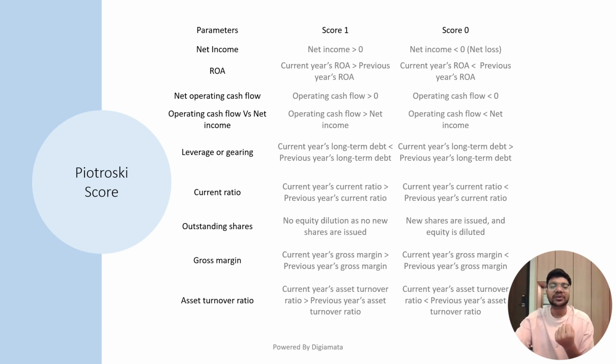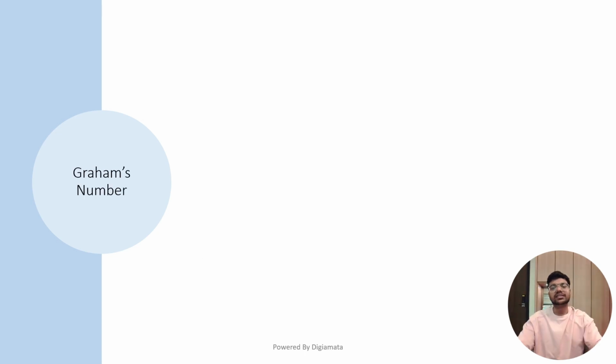So that's all for the Piotrowski's score. And I've given the link in the description for the original paper written by Piotrowski if you want to go further deep in. So next, let's discuss the Graham's number.